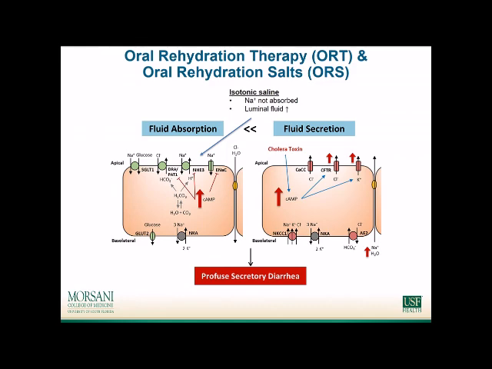But if there's a way to kind of trick the system into reabsorbing more sodium by using something like the sodium glucose transporter, then we actually can stimulate sodium reabsorption, help mop up some of that extra fluid in the lumen, and also by adding glucose to the solution. And that's really why oral rehydration therapy works so well in the case of cholera.